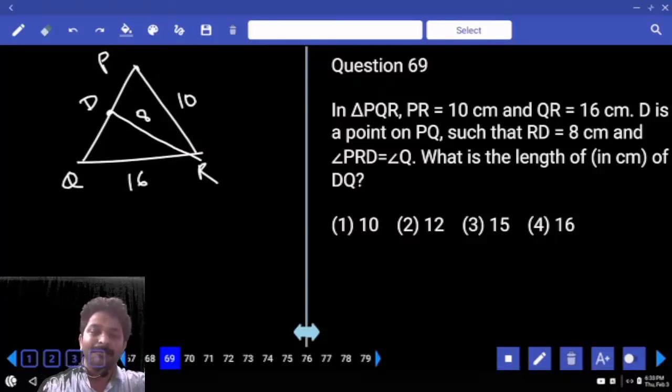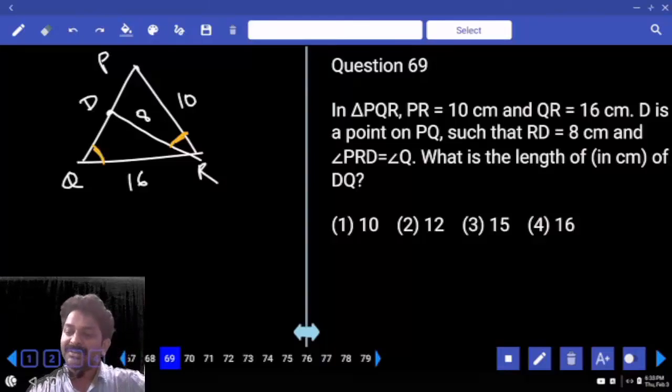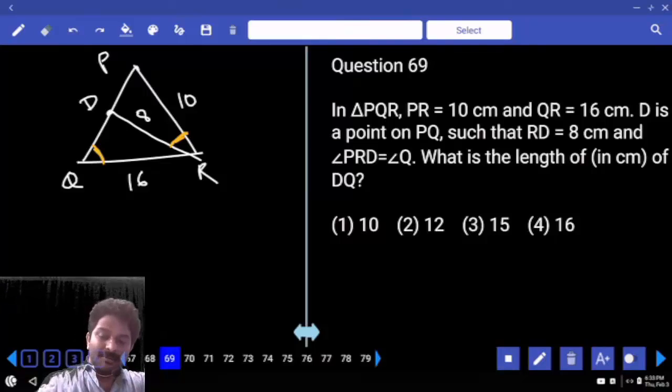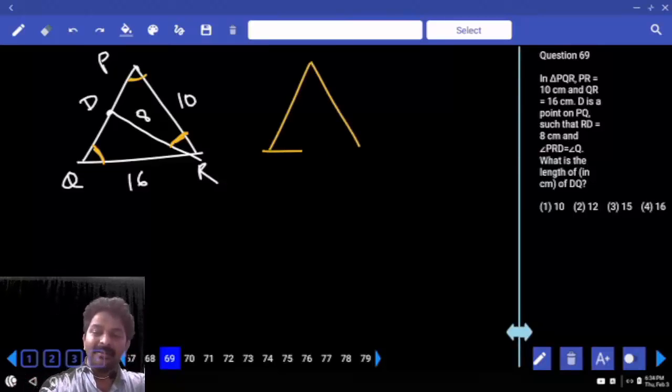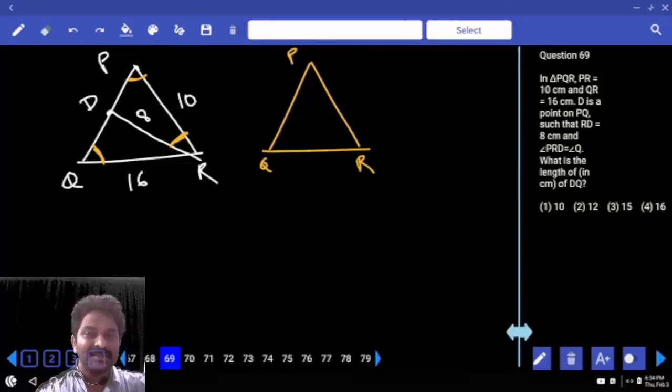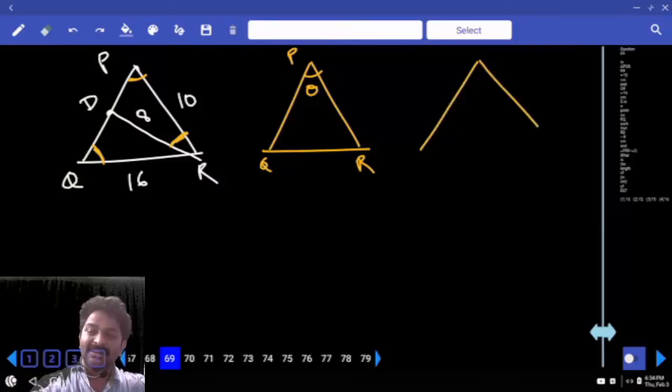Angle PRD, angle at this place, is equal to angle at Q, this one. Both are equal. What is the length of QD? Now let me draw the triangle again. PQR. Is it okay? If this is theta, now we have another triangle. What is that?